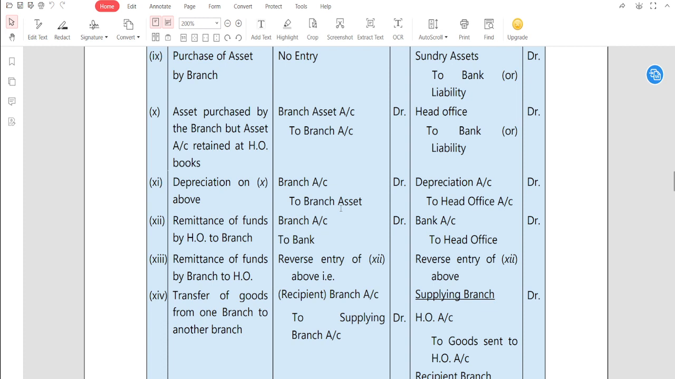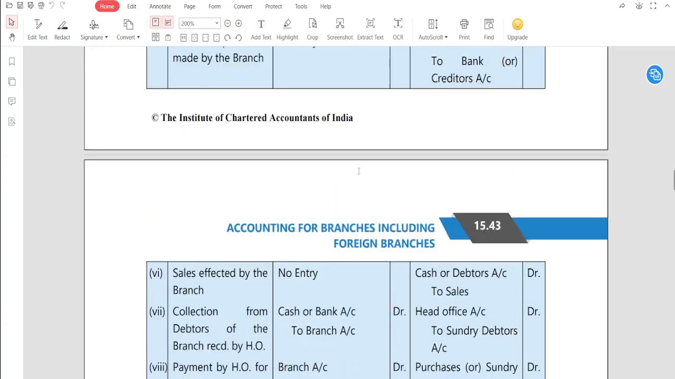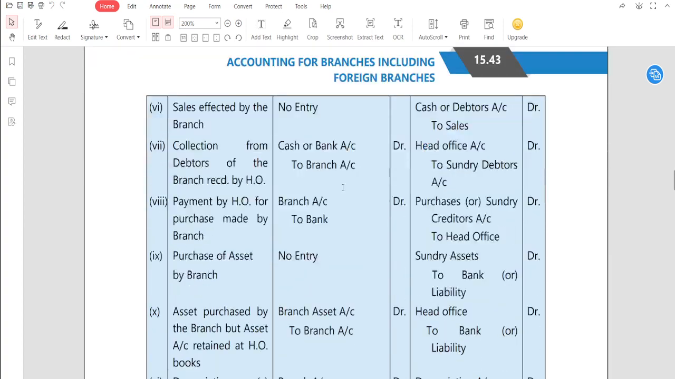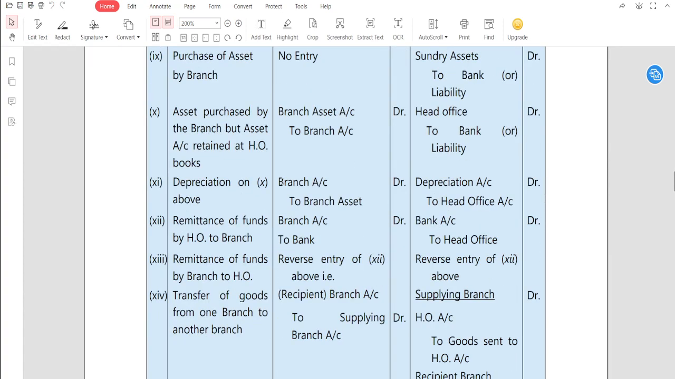Perfect. Now depreciation on the branch assets, definitely branch account debit to branch asset. Here we are maintaining the HO books in the second column, and in this column we are maintaining the branch books. So remember, guys, the person with whom the asset lies has the right to charge the depreciation. I am repeating again, the person with whom the asset lies will be the person who charges the depreciation on that.